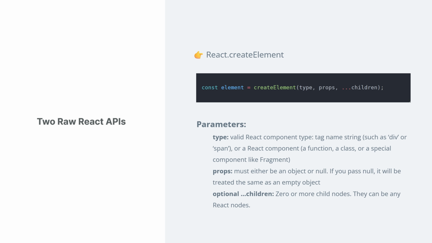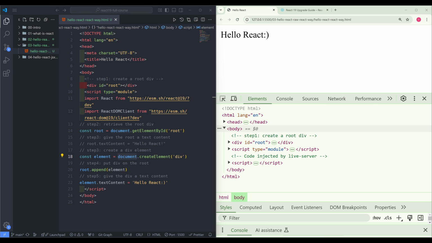The second parameter is props, which must be an object or null. If you pass null, it will be treated as an empty object. React will create an element with the passed props. The third parameter is children, which refers to the content inside the element. It can be strings, numbers, or other React virtual DOM, etc. Now, let's refactor the code using these two React APIs.